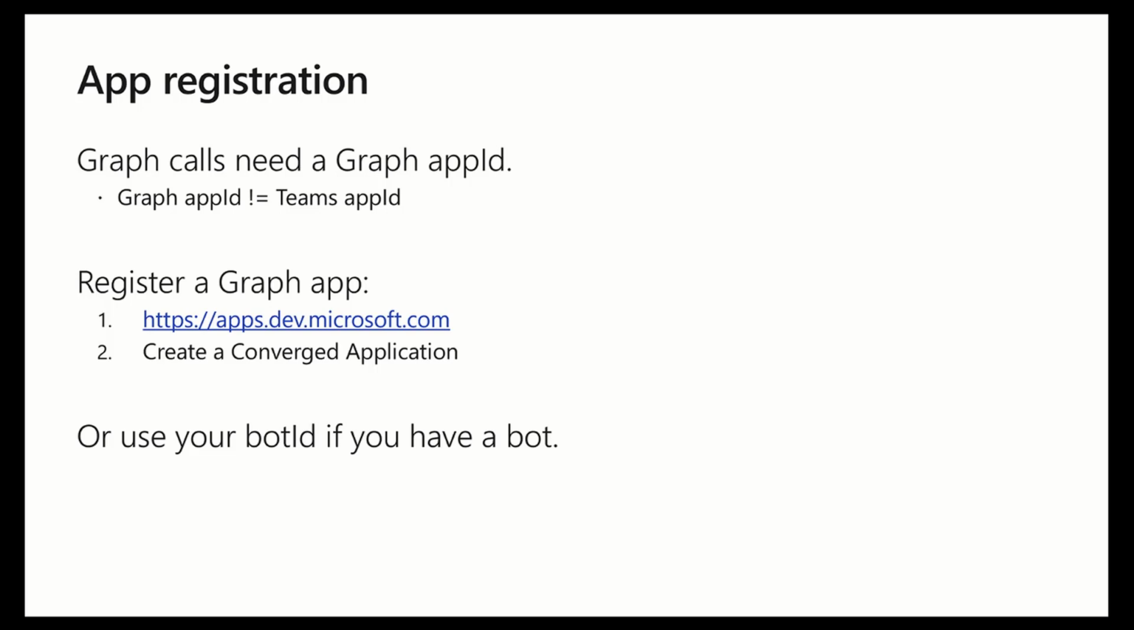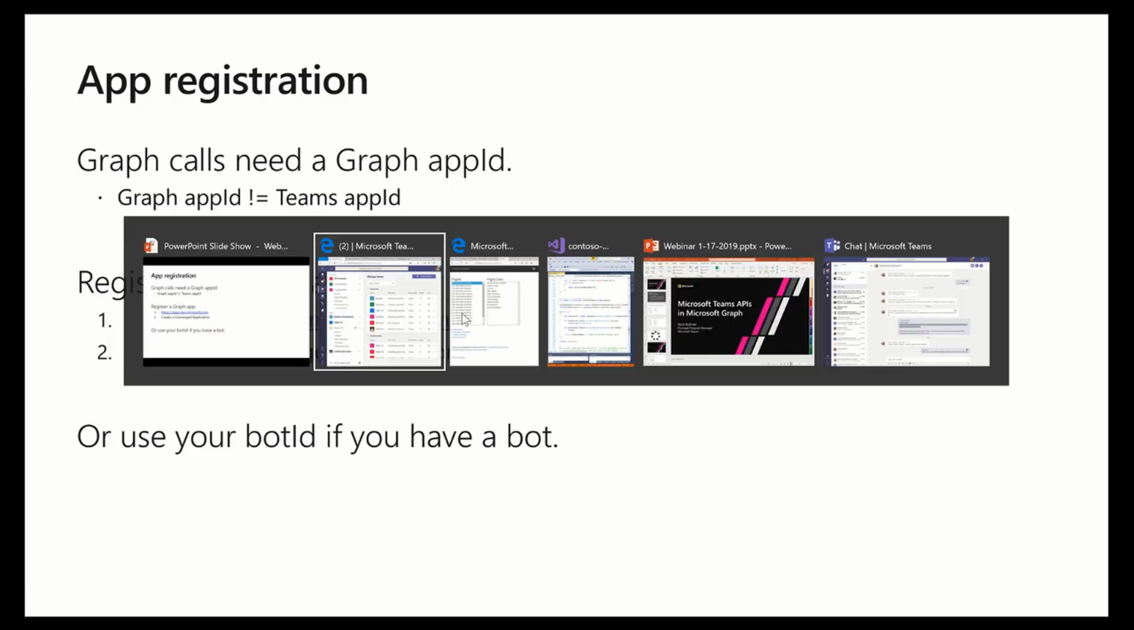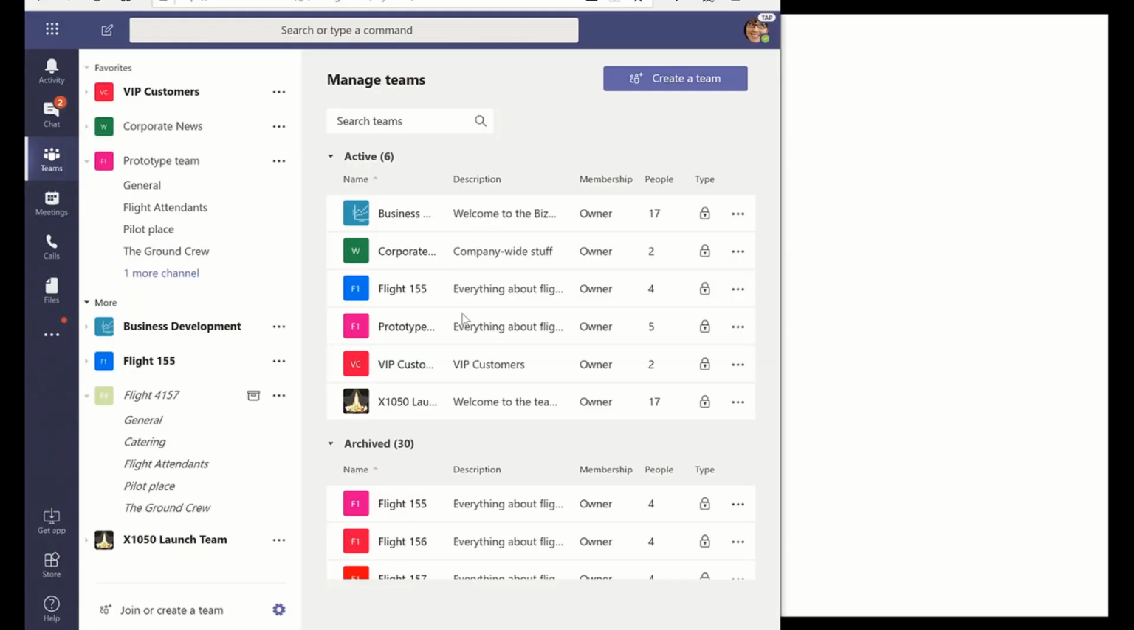At some point you need to go to apps.dev.microsoft.com and create a converged application. Let me show you what that looks like. See if I can find the tab I have this in. So you'll end up on a page that looks like this.